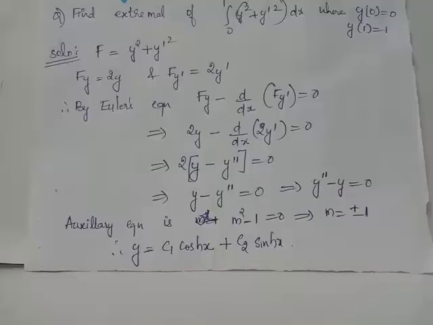Extremal 4. Functional integral 0 to 1 of y square plus y dash square dx, where boundary conditions are given by y of 0 equals 0 and y of 1 equals 1. We have capital F equals y square plus y dash square.